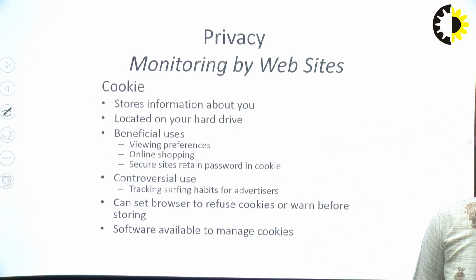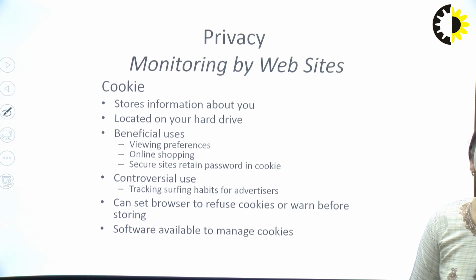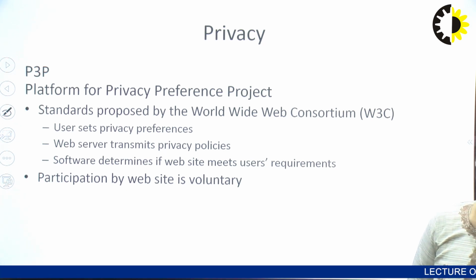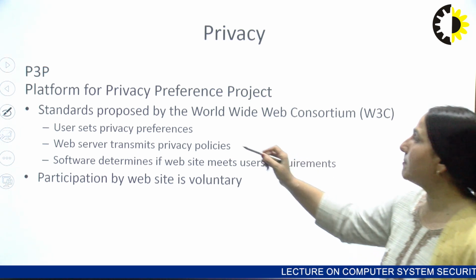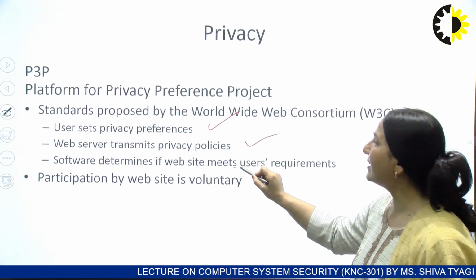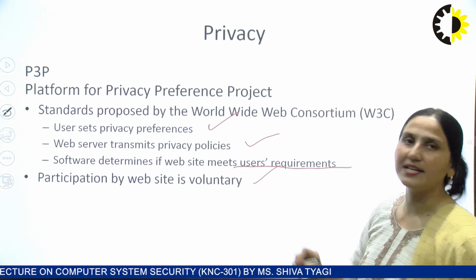Websites are monitored, and different types of cookies store information about you, right? They are located on your hard drive, and can be controversial in use. They are very interested in knowing which particular site you are going to use. For privacy, there is the Platform for Privacy Preferences Project, a standard proposed by the World Wide Web Consortium, that is W3C. Users set privacy preferences, web servers transmit privacy policies, and the software determines if a website meets user requirements. Participation by websites is voluntary.